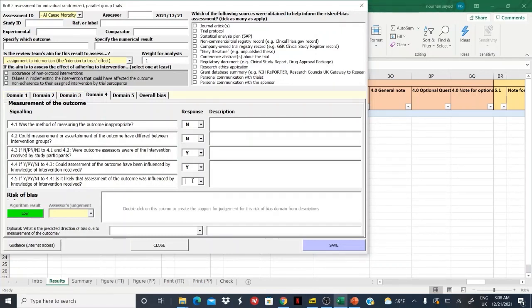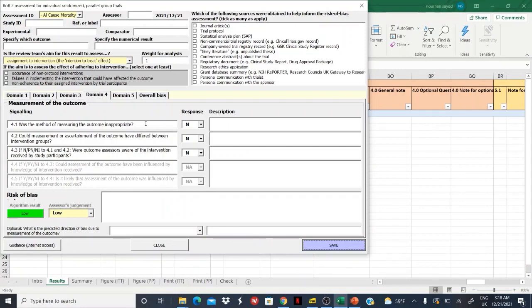Now, considering the fact that the outcome adjudicators in our study were blinded, and that our outcome was pretty objective, which is all-cause mortality, none of these domains are really relevant. And you're going to pick no here, and it's going to wipe out the rest of the domains, and there's going to be a low risk of bias judgment.